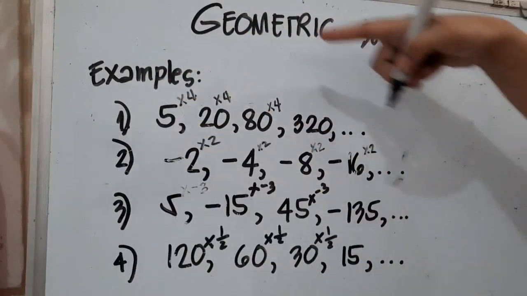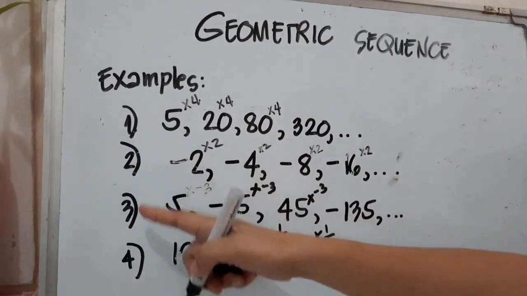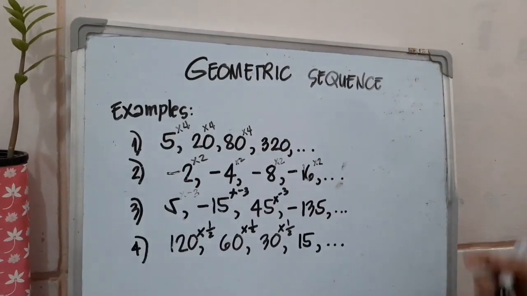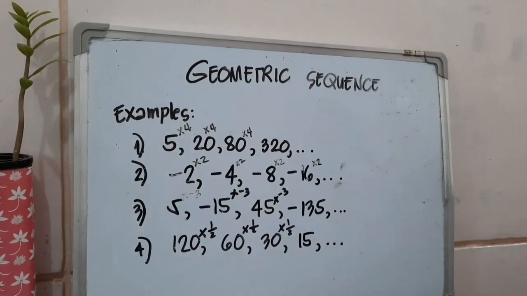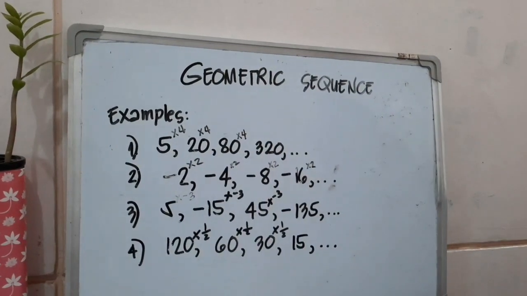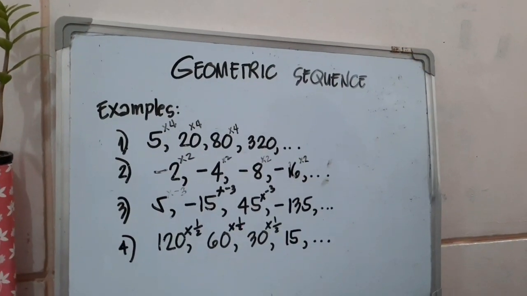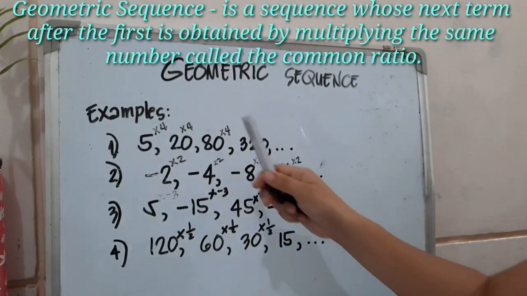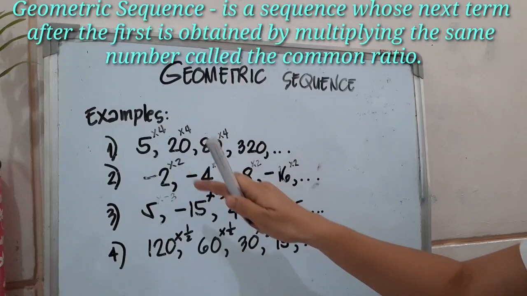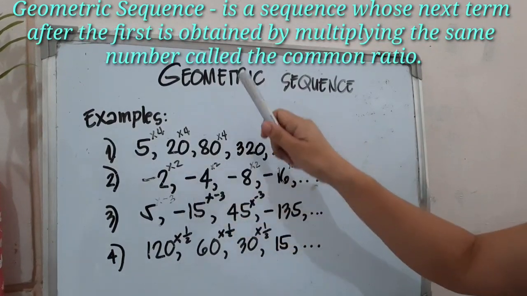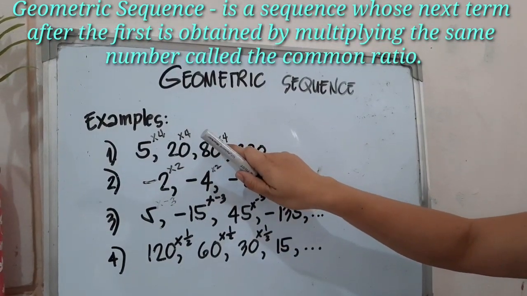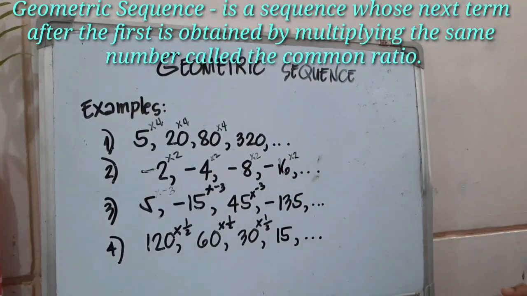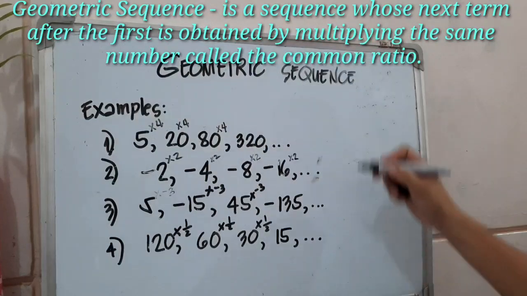So in those particular examples, we have 1, 2, 3, and 4. They have a common thing that we did. And what is that? So if I will be asking for how do you define geometric sequence? A geometric sequence is a sequence whose next term after the first is obtained by multiplying a common number, or what we call a common ratio. Why do we call this one a ratio?